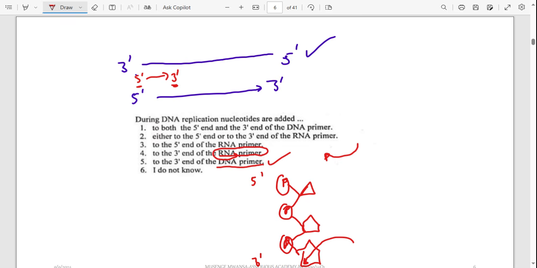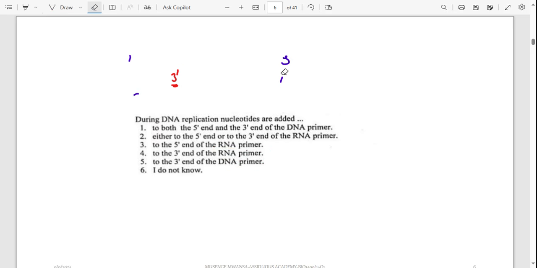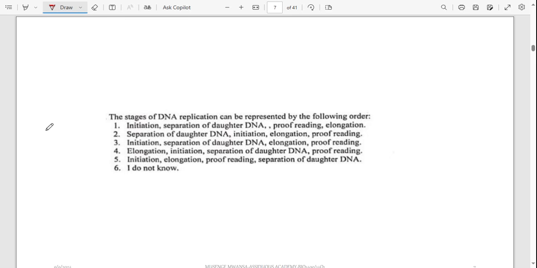The first primer that we lay down, laid by primase, is going to be RNA, but the others to come are going to be DNA primers. The primer that we laid down is coming from RNA, so the answer there is going to be RNA. That is the primer. And then to continue, we'll just be adding to the new strand that we are forming.